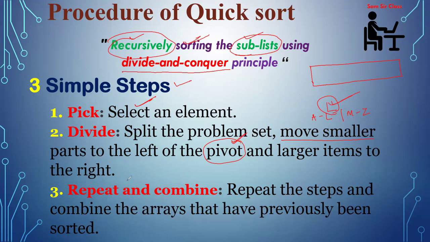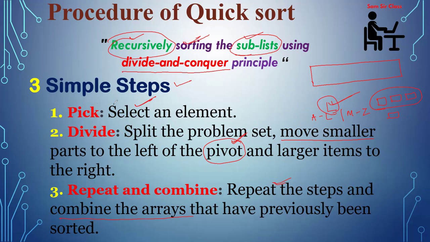Okay. And the third part is repeat and combine. What do we mean by repeat and combine? You are dividing the entire list into smaller units of problems. Then you are repeating the same steps, and finally you are combining the arrays that have previously been sorted. That means in every step you are sorting one element. Finally, whenever you get the solution to every smaller part of the problem, you are combining the entire solution into a larger solution.